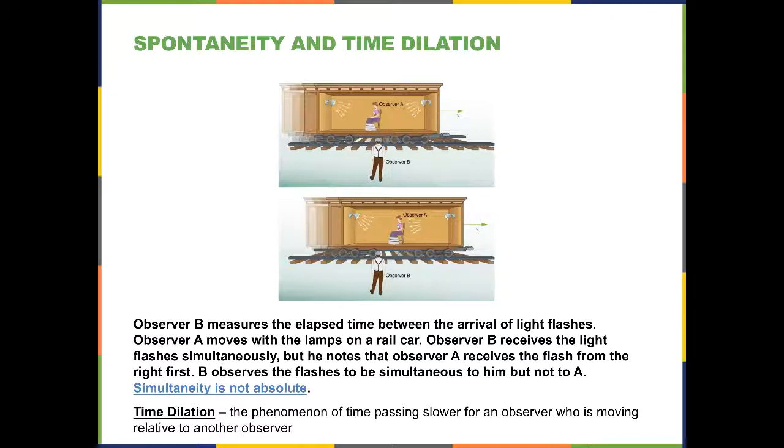Now, obviously, if we're talking about speeds that are fairly normal, quote unquote normal, then we're talking about 10 to the minus eighth seconds difference. Nothing that anybody would be able to detect. But when you talk about speeds close to the speed of light, this time dilation can become quite important.